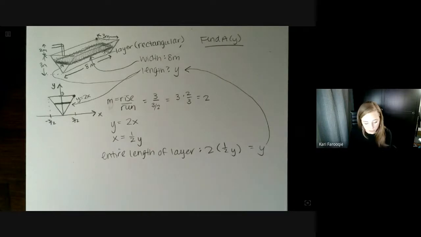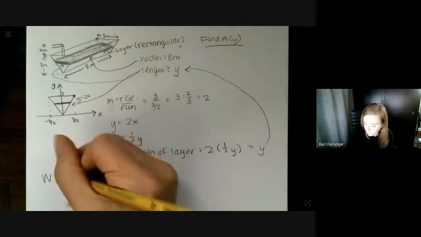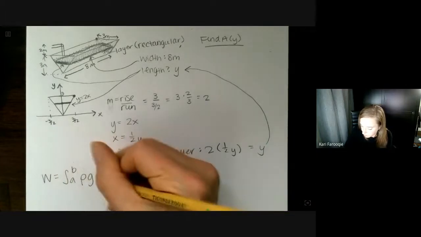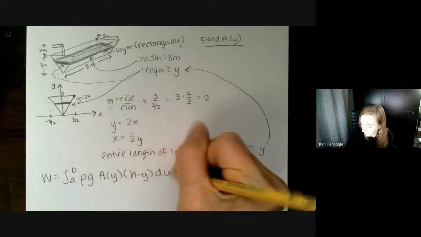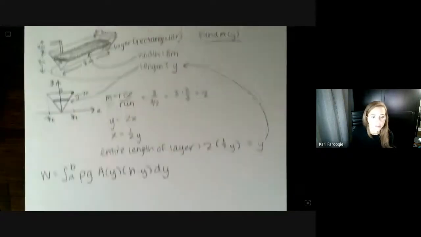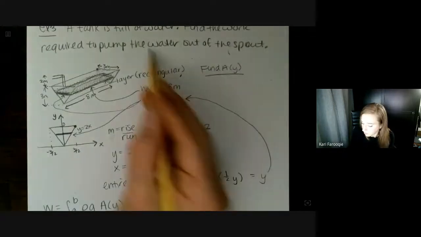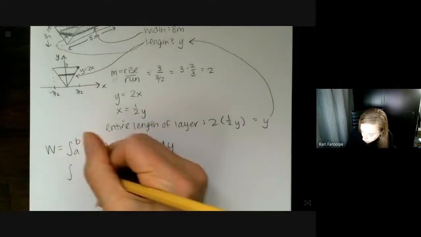All right, so let's go ahead now and put our formula together, our integral for the work. So remember, I'm looking for the integral from a to b of rho g times A of y times h minus y dy. That's my formula. I'm moving water here. Did I say that? Yes, I did. Water out of the spout. So rho g, we talked about this in the last example, is going to be 9,800.